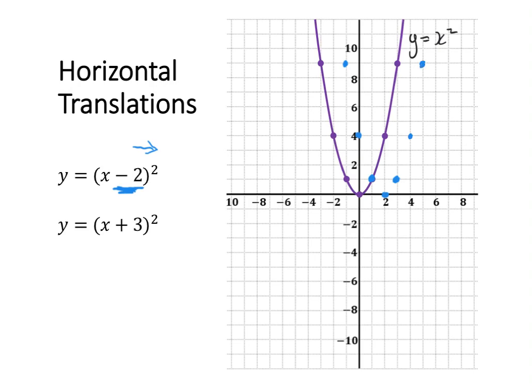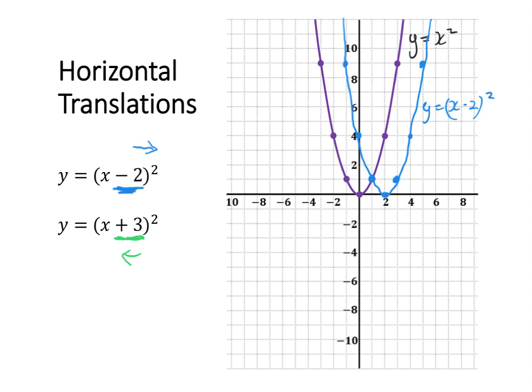So once I've moved all of my points 2 places to the right, I can again go and join my dots with a curved line, labelling it y equals x minus 2 squared. In my second example, x plus 3 squared, this time my parabola is going to move 3 places to the left. So each of my coordinates is going to move 3 places to the left.